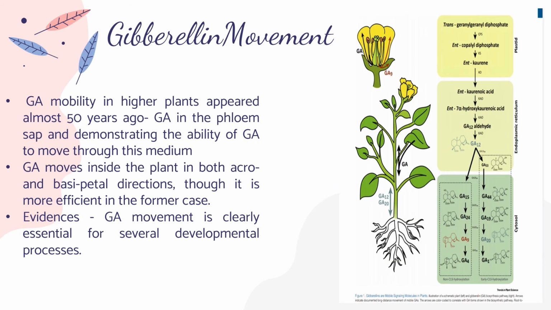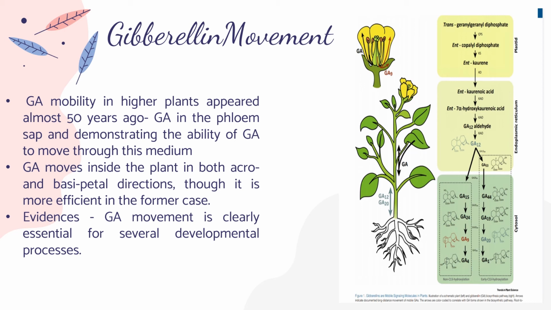The first reports on GA mobility in higher plants appeared almost 50 years ago, establishing the presence of GA in the phloem sap and demonstrating the ability of GA to move through this medium. Since the early work was published, efforts to characterize and quantify GA movement in plants have been ongoing. GA moves inside the plant in both acropetal and basipetal directions, though it is more efficient in the former case.